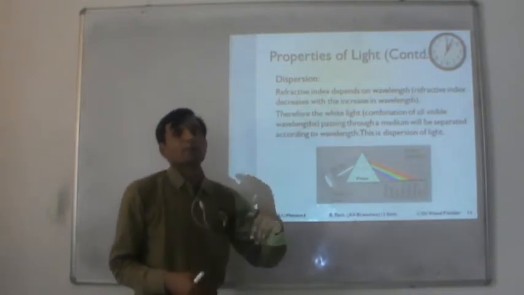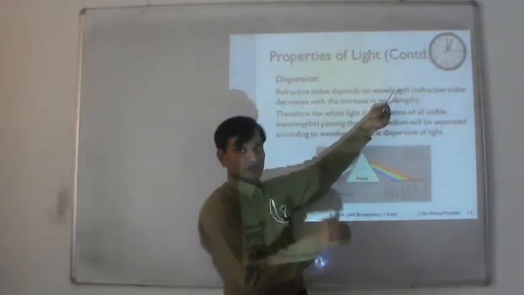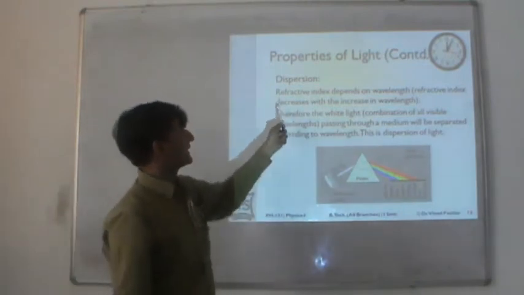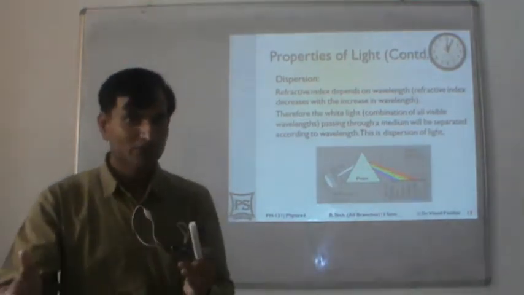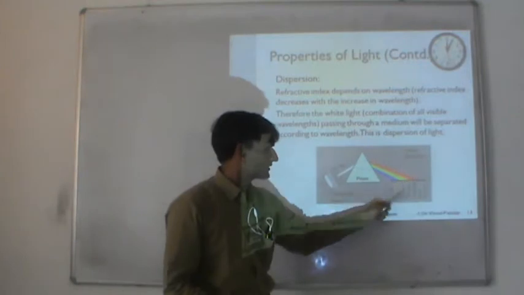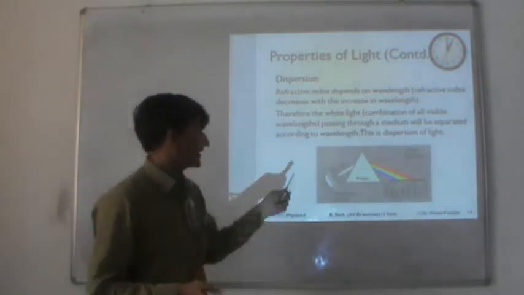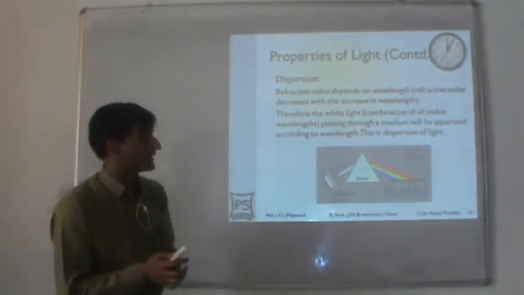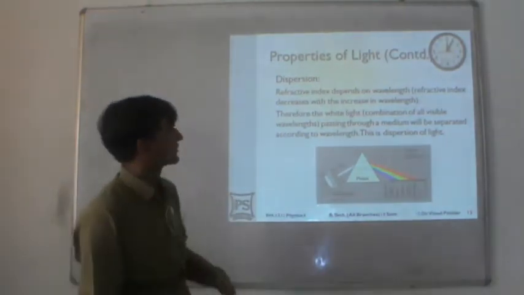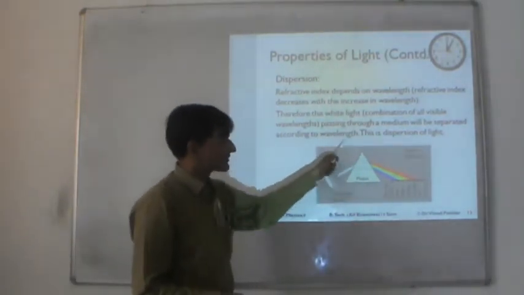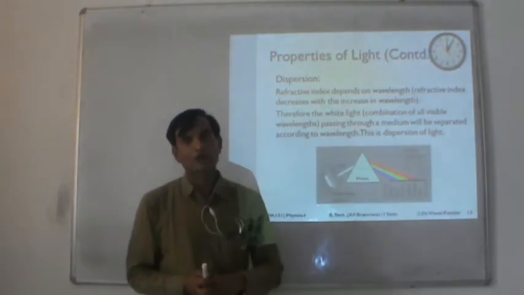When this white light passes through a medium, what happens? Because, as you know, refractive index depends on the wavelength, and white light consists of various wavelengths, all of them will have different refractive indices. Because of that, they will separate out. As a result, all the colors will be separated, because one will move faster, another will move slower, and the refraction will also be at a different angle. So you see that all the colors are going in different directions. This phenomenon is known as dispersion of light. So white light passing through a medium will be separated according to its wavelengths.